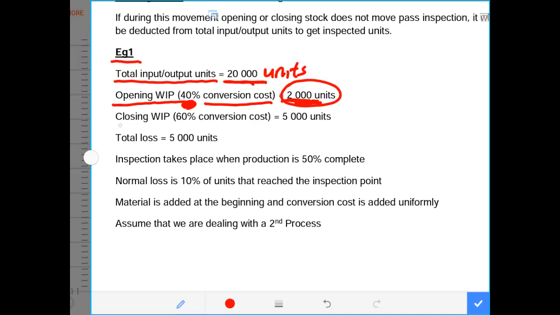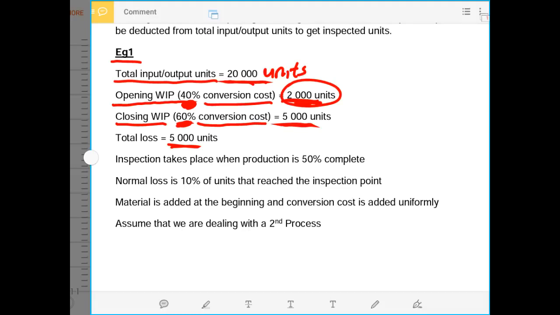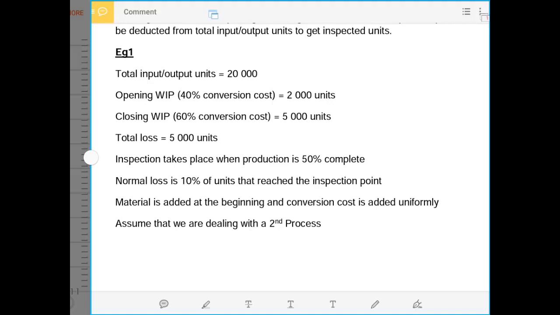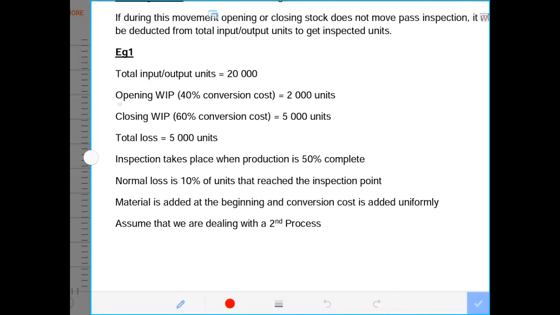And by the end of this period, we had the closing stock, which was 60% complete in terms of conversion cost. And those units that were 60% complete in terms of conversion cost were a total number of 5,000 units. And they give us now the total loss of 5,000 units. So now let me first link what I've just seen in this information with what has been said before. Look here, it says opening stock is 40% with regard to conversion cost, and that is 2,000 units.